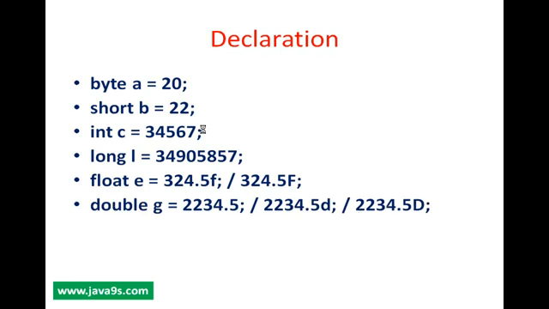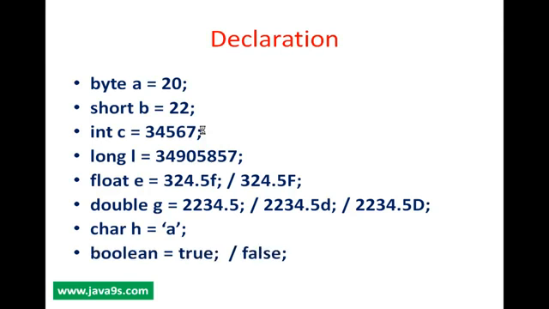When it comes to double, you can directly represent the value like 2234.5, or you can append a small d or capital D at the end of the number. Whereas char holds a single character which should be represented in single inverted commas, and boolean is either true or false.